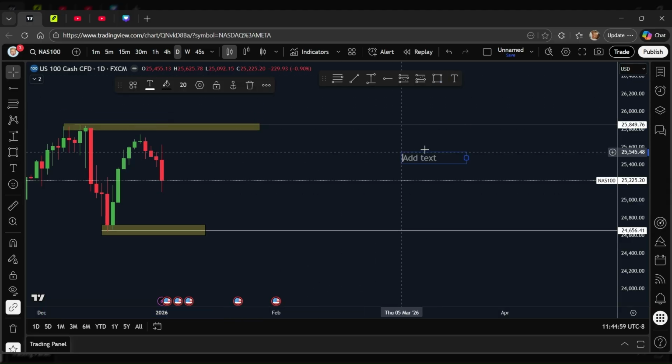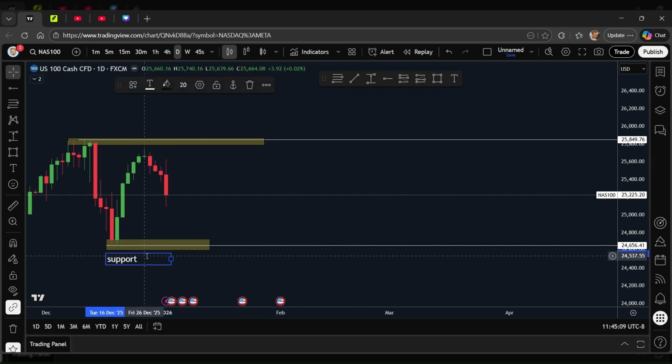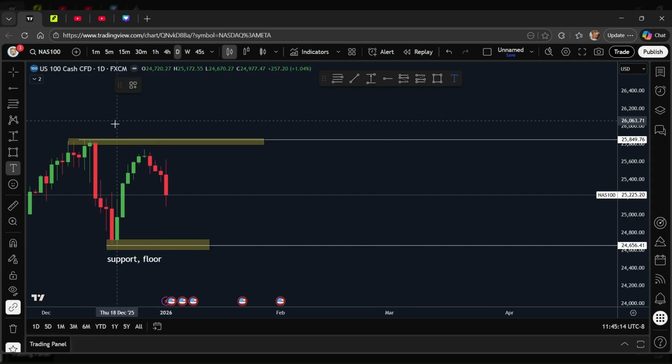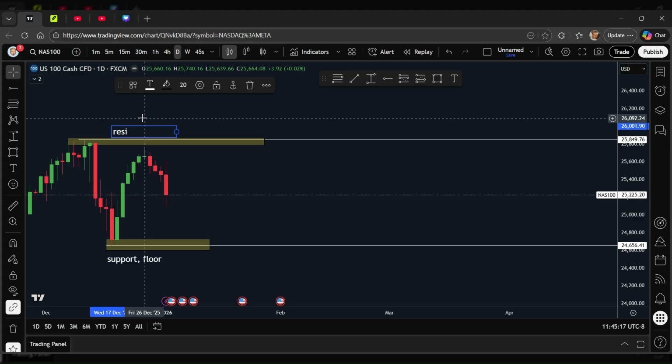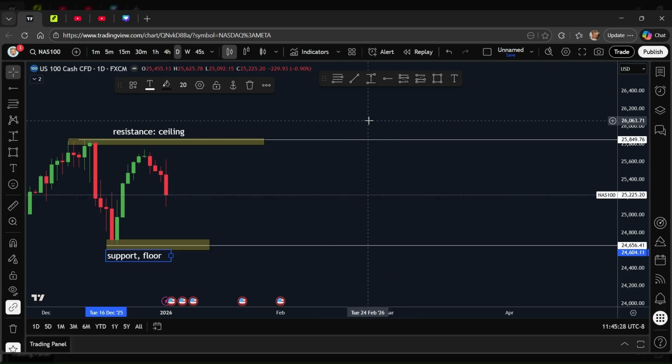And just so we could follow along, support, right? It's supporting it, kind of like a floor. Support goes right there at the bottom. It's your floor. And resistance is your ceiling. Cool. So this is your floor, this is your ceiling. In a nutshell, that's all it is. It's just resistance, support, floor, ceiling, boom, easy, done.